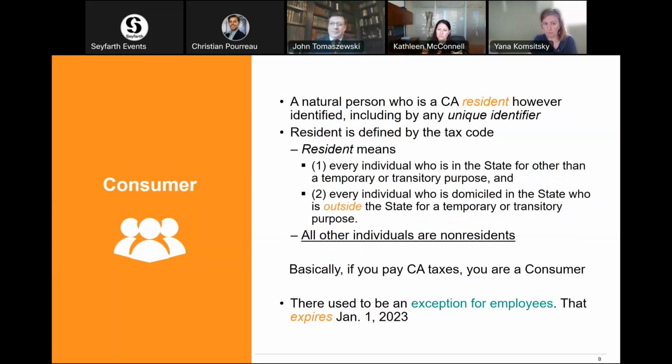So what's a consumer? This is actually pretty easy. Basically, if you pay state income tax in the state of California, you're a consumer for purposes of California. As we've talked about previously, prior to January 1, 2023, there was an exemption for employees for the vast majority of the requirements of the CCPA. That is not true anymore, which basically means if you're a labor and employment lawyer, you're now going to have to be a privacy lawyer for California. Next slide.